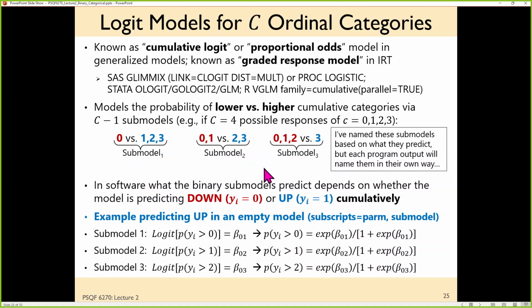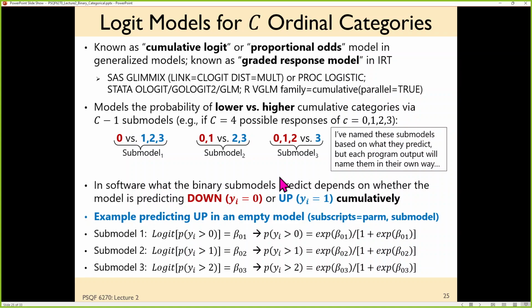Which one you get, though, differs by your software. Some software is oriented in predicting the 0, and some is oriented in predicting the 1. And that's going to be the tricky part. So this is called a cumulative logit link because in each of these binary equations, all the categories are included cumulatively. All the data contribute to each prediction. In IRT land, this is called a graded response model. It is also known as a proportional odds model for reasons that we'll talk about in just a second.